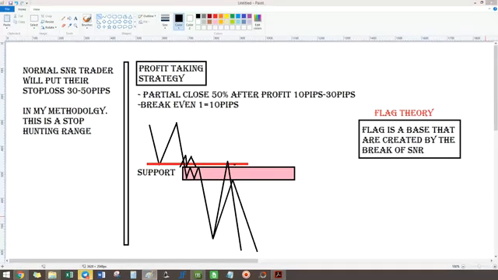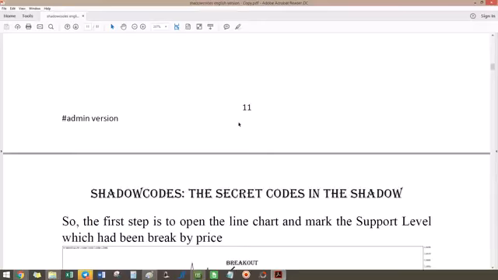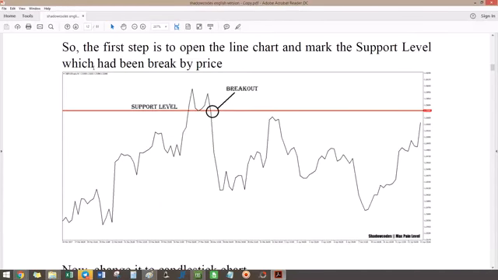If you have any question, you can ask at the Telegram. When we break, we always have a base or flag. Yes, when you break the support level, you will always have a flag. You can zoom into a lower time frame and you can see a flag. For example, let's see the example.